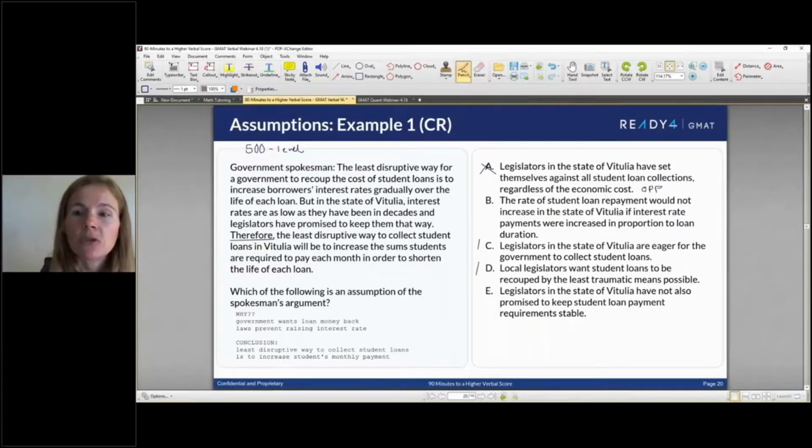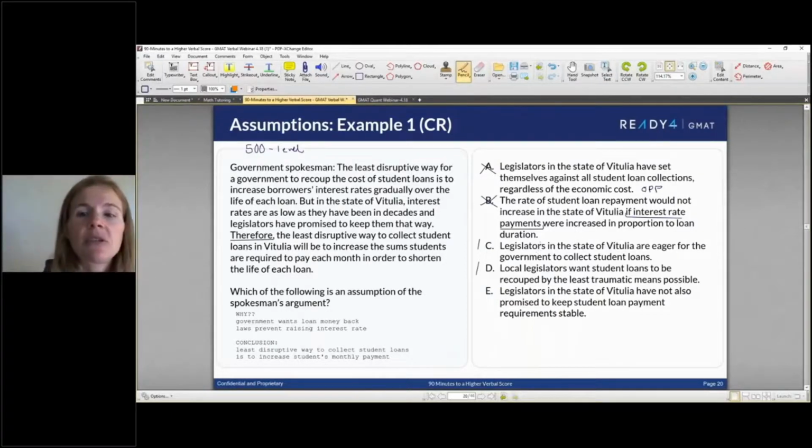B, the rate of student loan repayment would not increase in the state of Vitulia if interest rate payments were increased in proportion to loan duration. Okay, so once again, we don't even need to consider it because remember, it's against the law to raise the interest rate payments. We're not allowed to do that. That was one of their laws preventing it, so let's not even consider B.